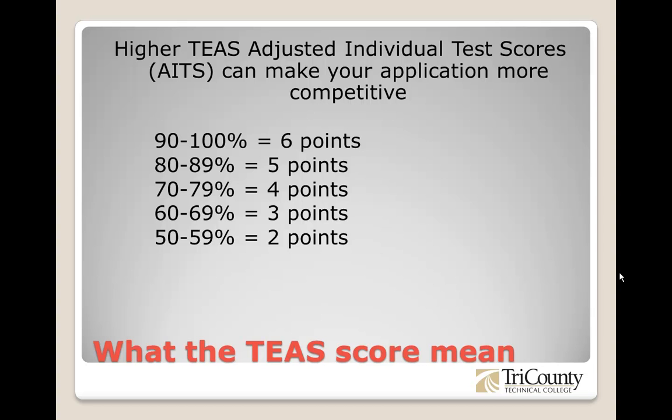In addition to meeting the minimum scores, performing well on the TEAS can make your clinical entry application form more competitive. Scoring the minimum of 50% will earn 2 points for your application, whereas scoring between 90 and 100% earns you 6 points. Be sure to watch the segment on Application Workshop to learn more about this and other ways to increase your application points.